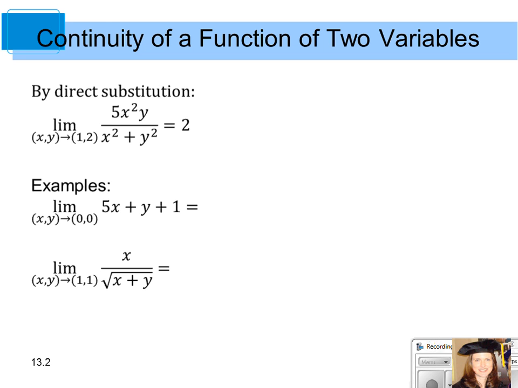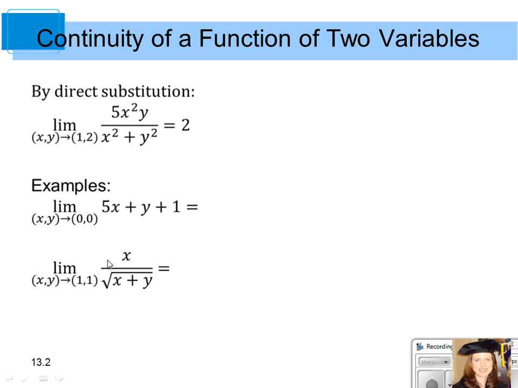You can also find limits using direct substitution. Go ahead and plug in the values for the x and y given for these, and then come back and check your answer. The first one is given already. Find the limit as (x, y) approaches (1, 2). You're plugging in 1 for x and 2 for y, and by simplifying you get 2. So we can say that the limit of this is equal to 2 by direct substitution.